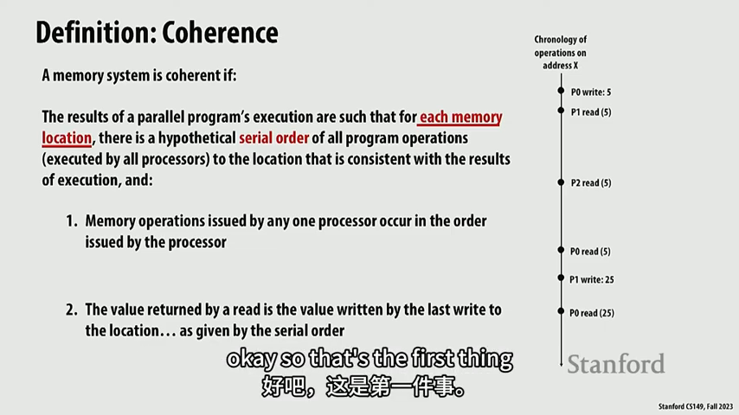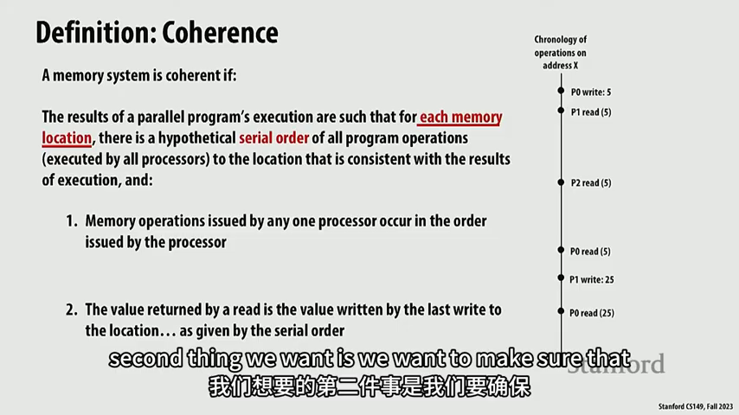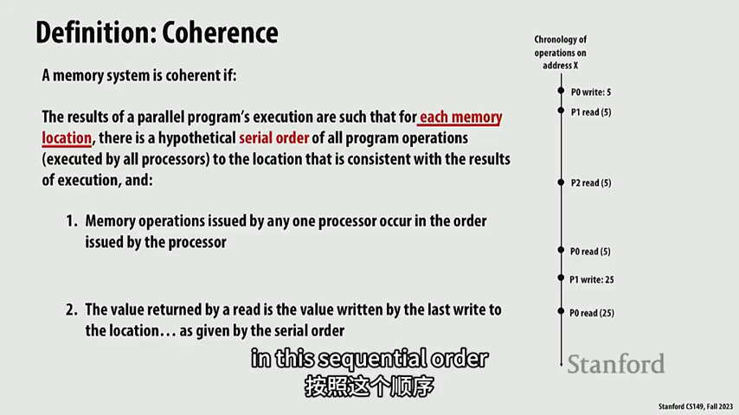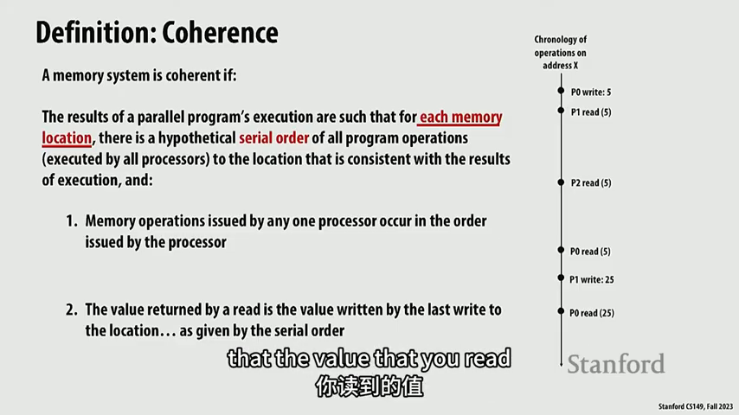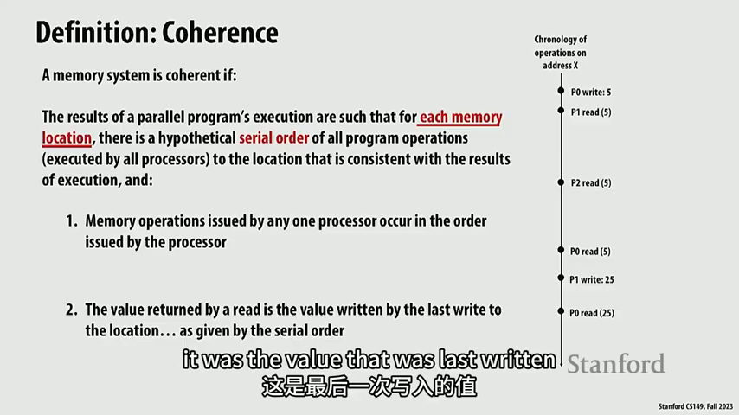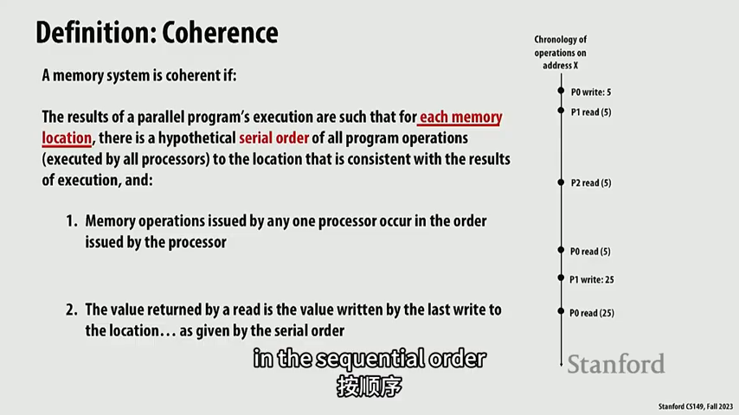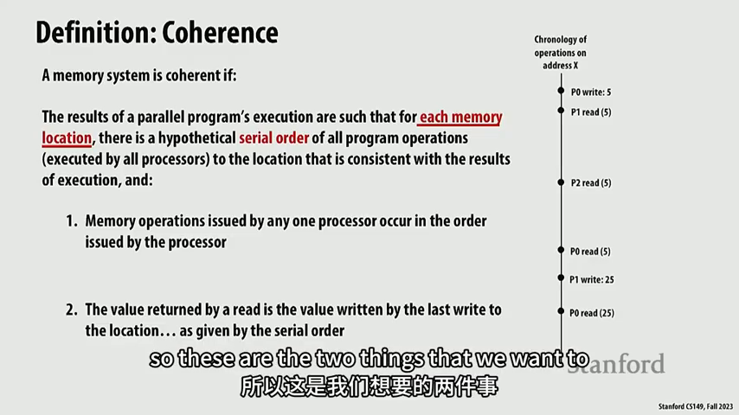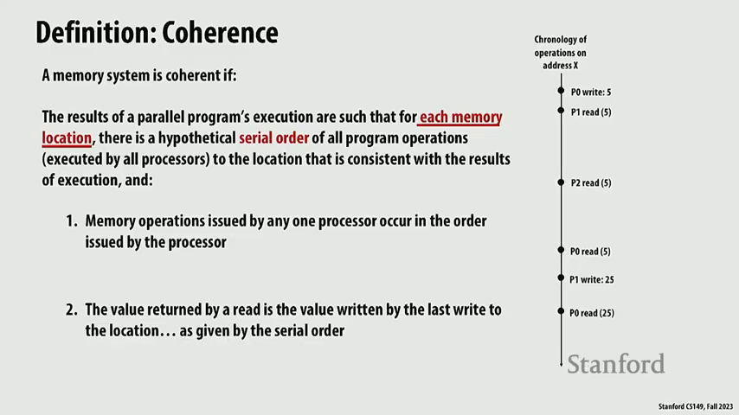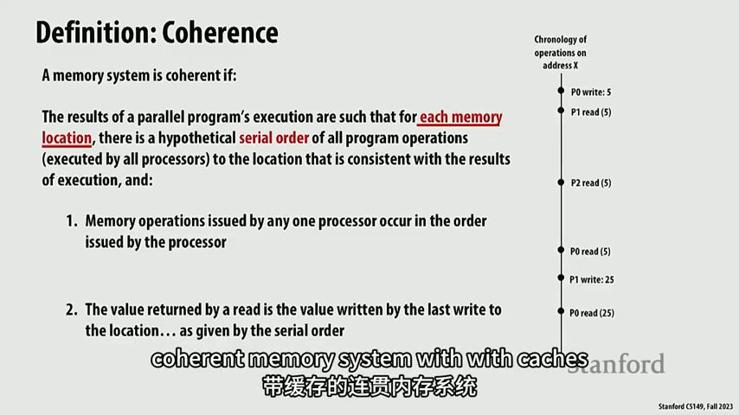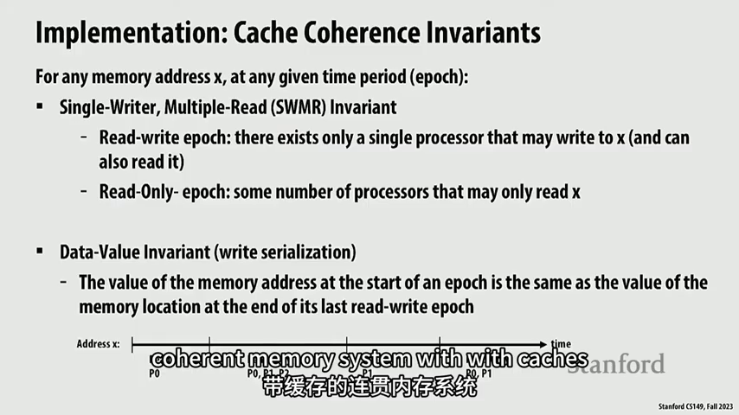Okay, so that's the first thing. Second thing we want is we want to make sure that in this sequential order, the value that you read is the value that was last written in the sequential order. So these are the two things that we want to maintain in a coherent memory system with caches.